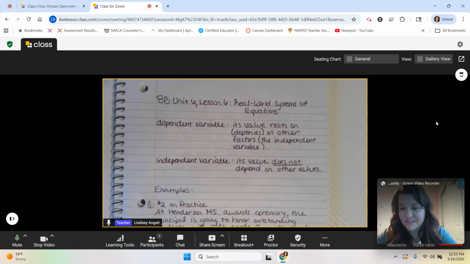So there's two different things that we need to consider, and those are dependent variables and independent variables. A dependent variable's value relies on or depends on other factors, usually the independent variable. The independent variable's value does not depend on other values. Okay, so those are two new definitions that we haven't talked about up to this point, so we've got to keep those in mind.